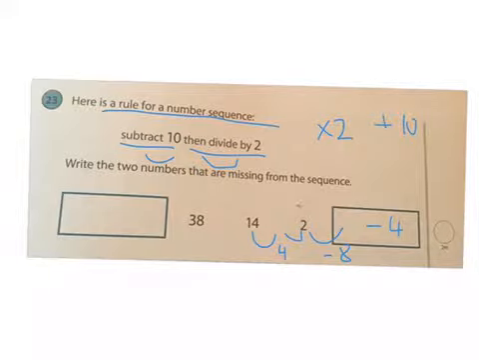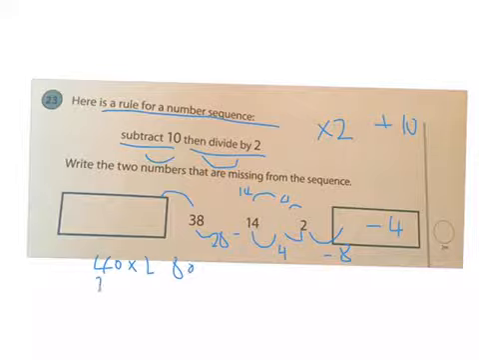2 times 2 is 4. 4 plus 10 is 14. 14 times 2 is 28. 28 plus 10 is 38. Okay, so we need to do 38 times 2, and then we need to add 10. So what's 38 times 2? Well, 40 times 2 is 80. 39 times 2 is 2 less, 78. And 38 times 2 is 2 less than that, which is 76.